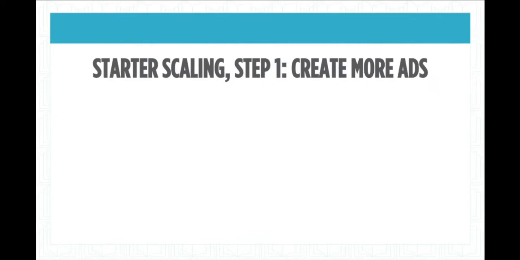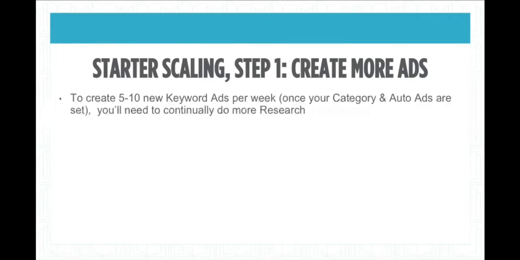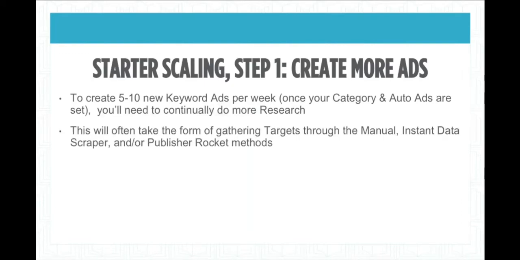So let's get into the scaling, the starter scaling. How do you create 5 to 10 more ads per week? Well, to create those 5 to 10 new keyword ads, once you've already set up your category and auto ads, you don't necessarily need more than a few. You'll need to continually do more research. That means you need to find additional keywords somewhere. This will often take the form of gathering targets through the manual method, the instant data scraper method. If you have Publisher Rocket, the Publisher Rocket method. You're going to use this to find more targets.